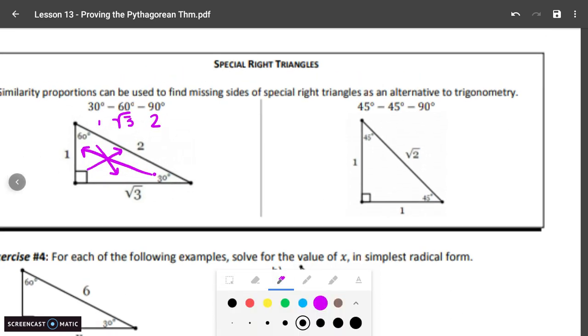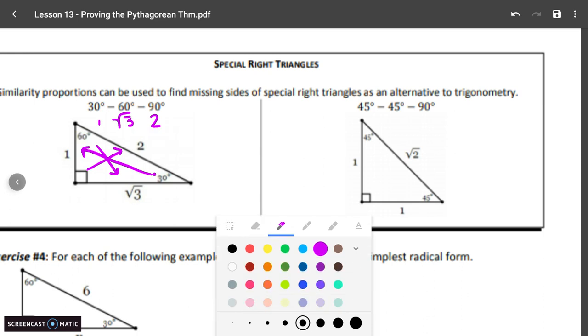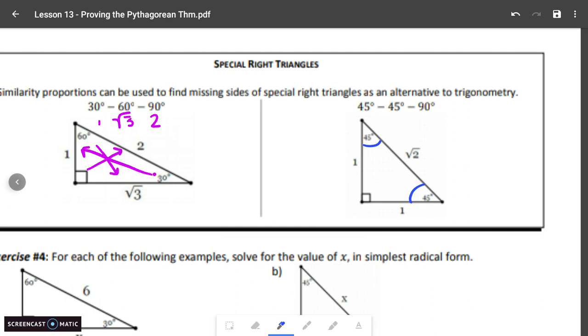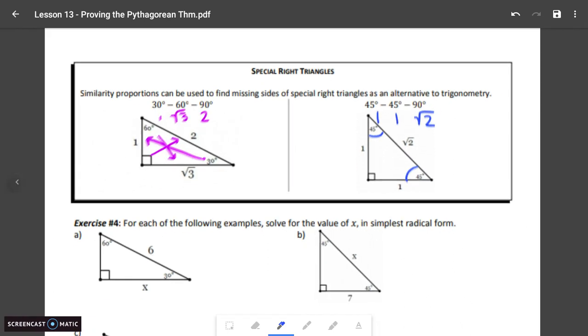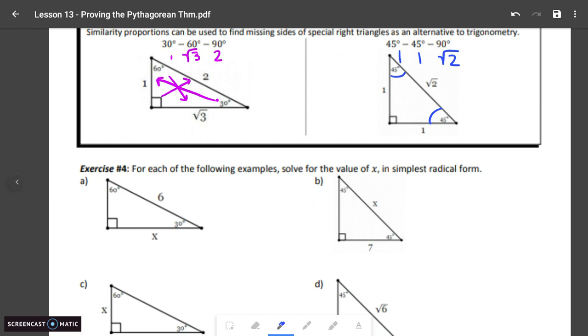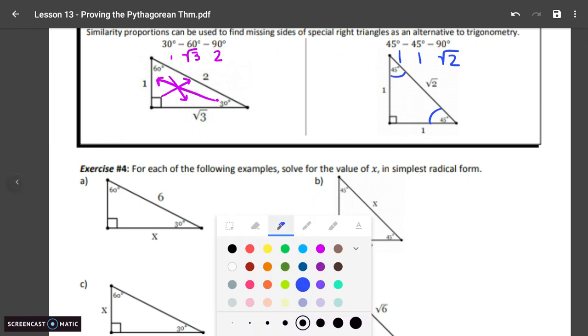Those are always in that proportion, while over here we have an isosceles triangle. Since we have 45 and 45, it's in a proportion of 1, 1, radical 2. So we can use those proportions when solving for the missing side that we want. Like in exercise 4 here, we're looking for how to find x. It's a 30, 60, 90 triangle.